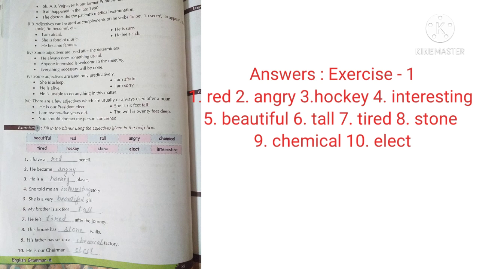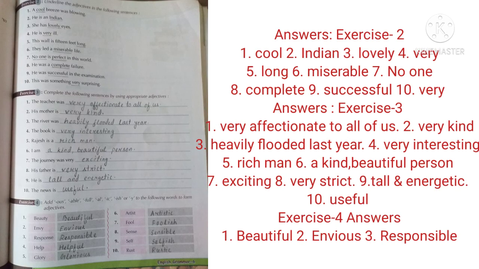Just check it. Now next is exercise 2. Underline the adjectives in the following sentences. A cool breeze was blowing. So breeze is the noun and cool modifies or describes it. So cool is the adjective. Similarly, he is an Indian. As I said, Indian is a proper adjective. Similarly, we have to complete the rest of the questions.